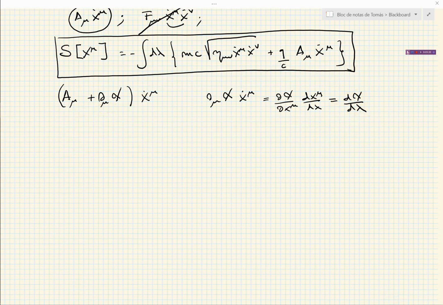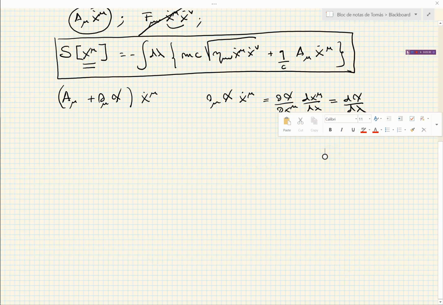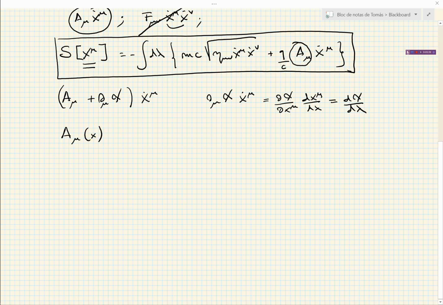Now, you need a word of warning. It is important to realize that this action is a function of the x mu's, the way I have written it. For the moment, the only variables in this action are the x mu's of lambda. So what is A mu? A mu is a background field. A mu here is what is known as a background field. It will have some particular value, A mu of x. And this action will be good to study how a test particle with a certain charge moves in the background of this electromagnetic field.